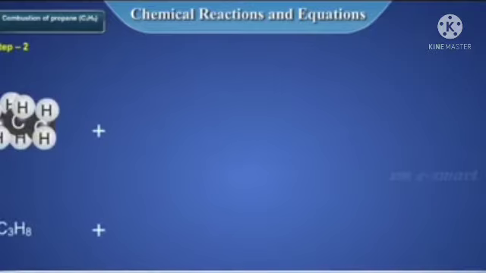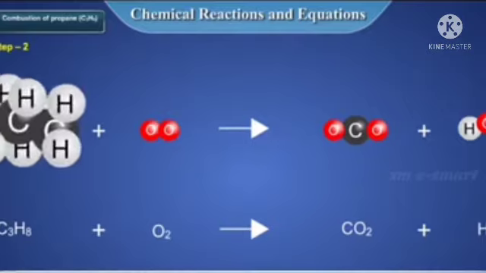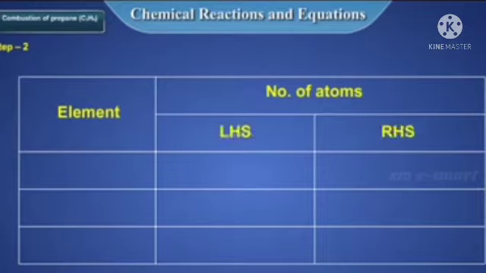Step 2. Compare the number of atoms of each element on both sides. Find the coefficients for balancing the equation. It is better to start with the most complex substance. In this case, C3H8. Element, number of atoms, left hand side, right hand side. Carbon: left side 3 atoms, right side 1 atom, in CO2.